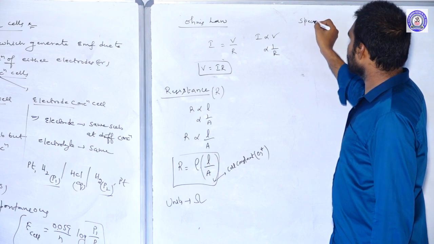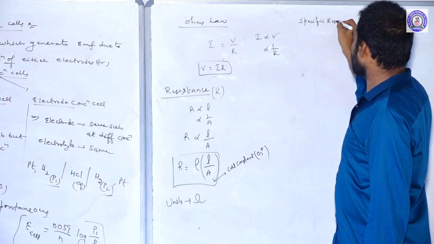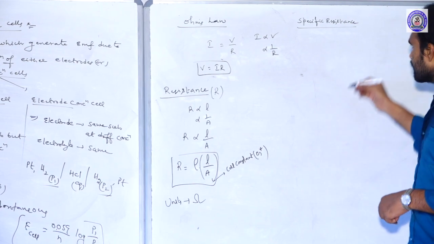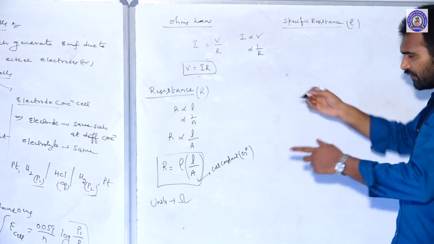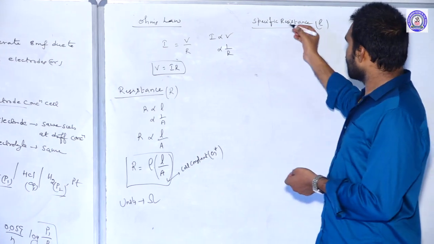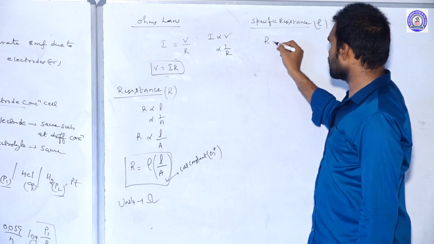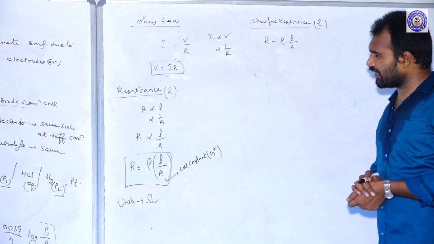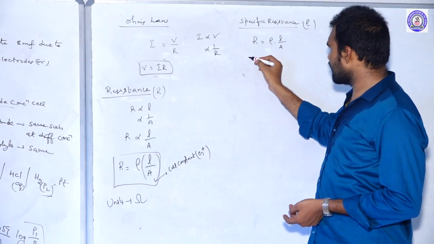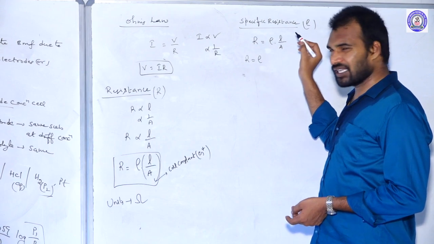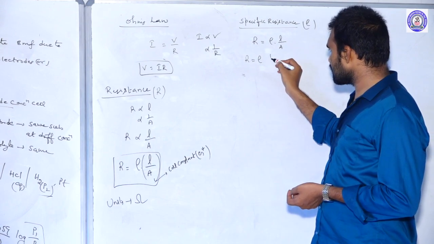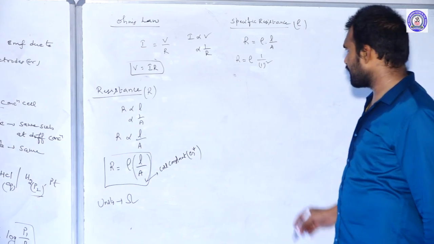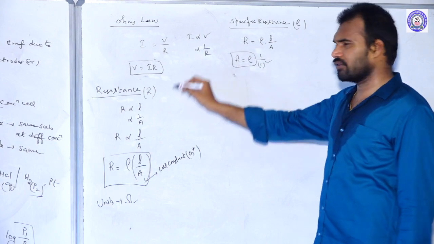Specific resistance. Specific resistance we represent with rho. Already we discussed it. So what does it say? R is equal to specific resistance into L by A. So how can you define the specific resistance? Let us consider that resistance is nothing but specific resistance when the length is 1 centimeter and the area of cross section is 1 centimeter square. The 1s cancel. R is equal to rho now.